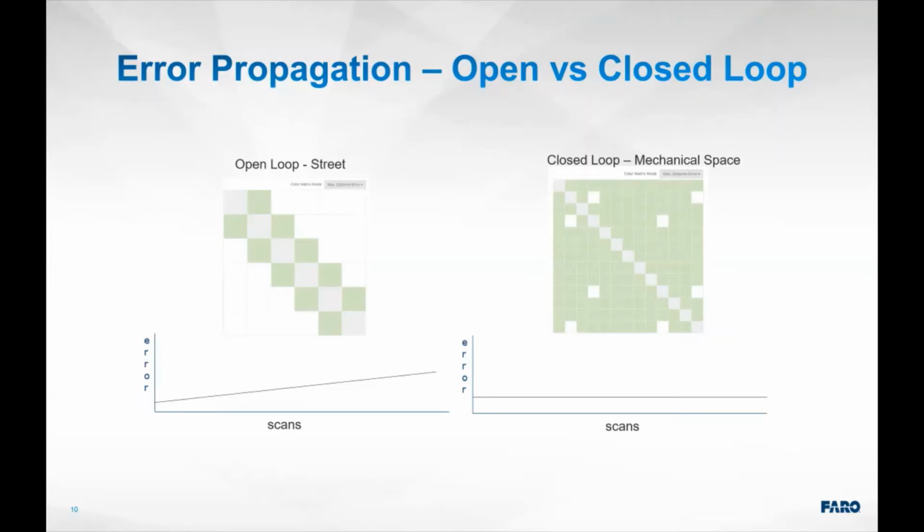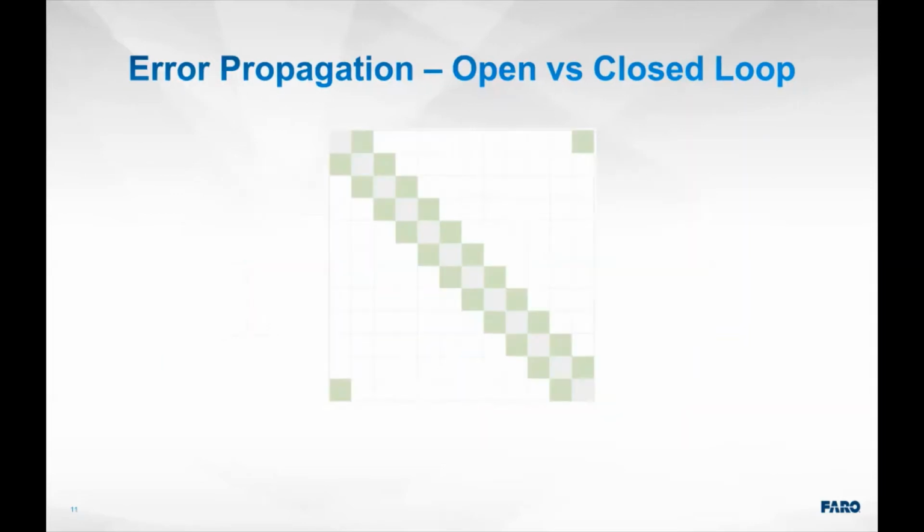What we need to aim to do is minimize error propagation. Error propagation is often going to happen no matter what, but you can minimize it, and we minimize it by looping. So here's an example again of a very linear registration. Every scan is only registered to its adjacent scan, or every cluster is only registered to its adjacent cluster.